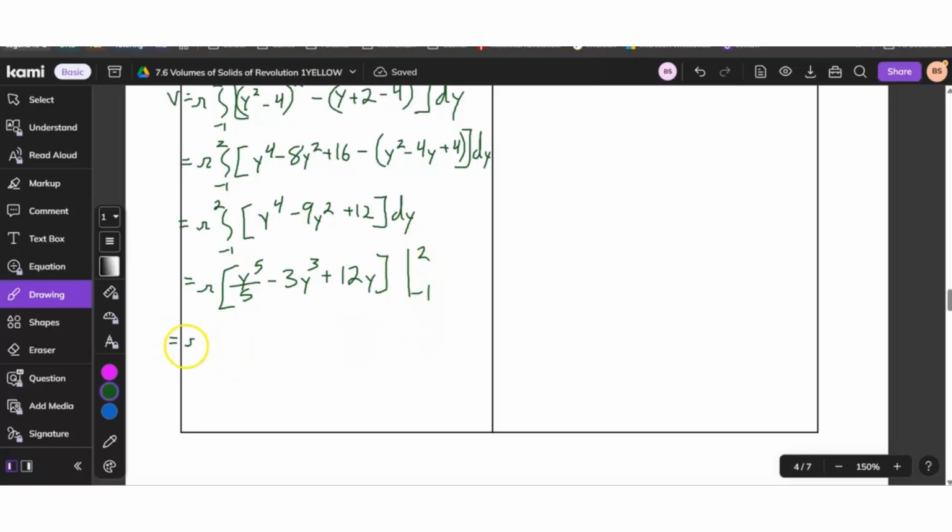Now we do that evaluation. It's the same as it's been, 32 over 5 minus 24 times 8, 24, plus 24. Now we subtract when y is negative 1. So negative 1/5 plus 3 minus 12. And then I just combine everything. These 24s will cancel entirely.